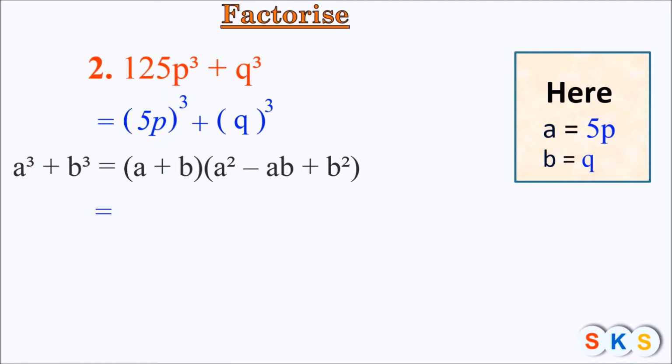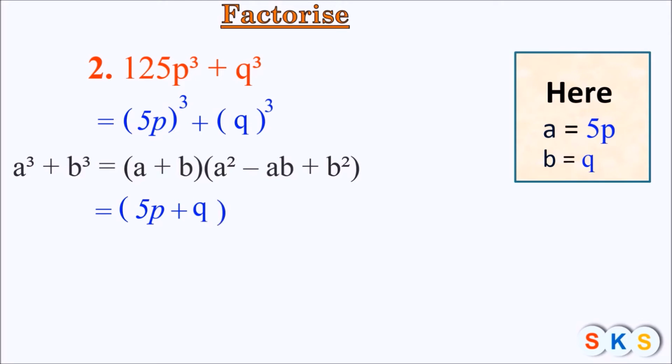So we will get here equal to open round bracket, and you can see here the first term of the bracket is a, right? And what is the value of a? Look at in the box. Value of a is 5p. So at the place of a we will write 5p, and you can see the second term of the first bracket is b. And what is the value of b? You can look at over here in the box. B is q. Okay, so I'm going to replace here a by 5p and b by q. So we will get here 5p plus q.